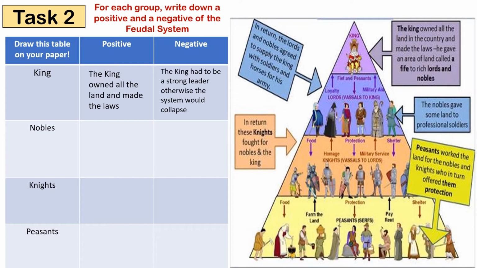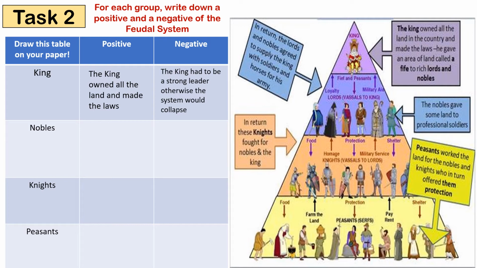So now I want you to have a go at thinking of a positive and a negative that the nobles, knights, and peasants would also face. You can use that little table at the side, or you can think of some of your own reasons. So once again, if you can pop the video on pause, we can run through the answers when you've done that. Okay, great. So now we can run through these answers.